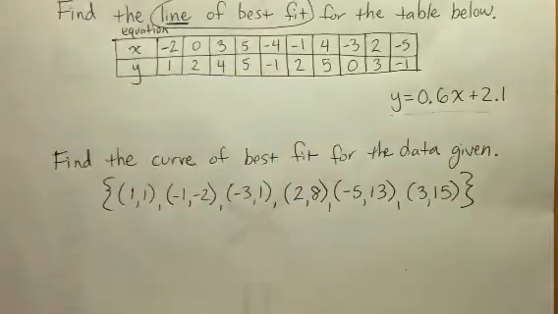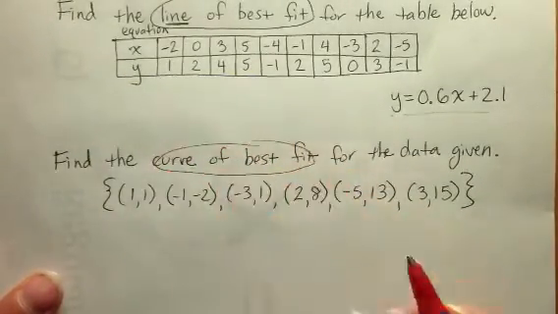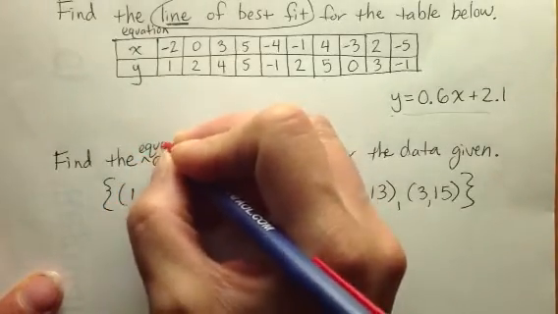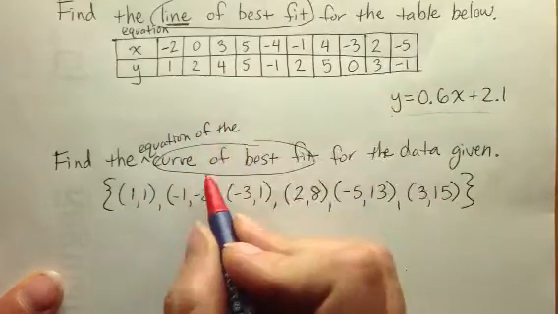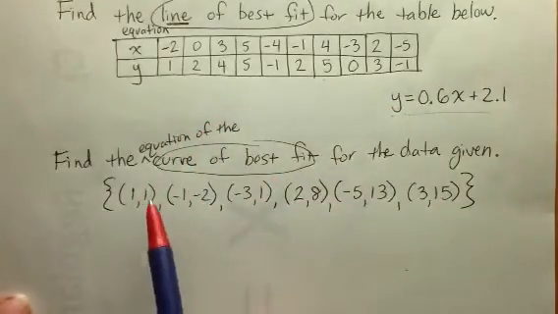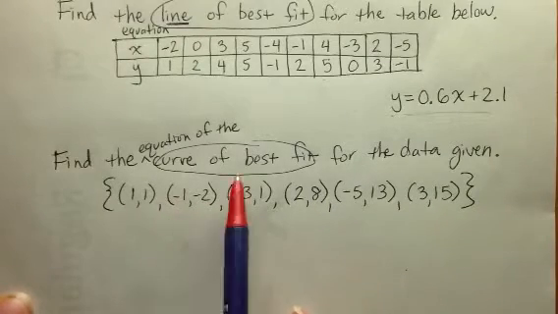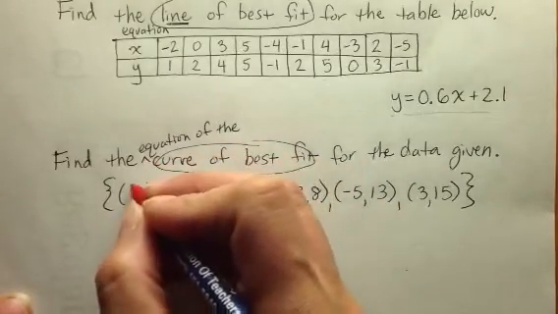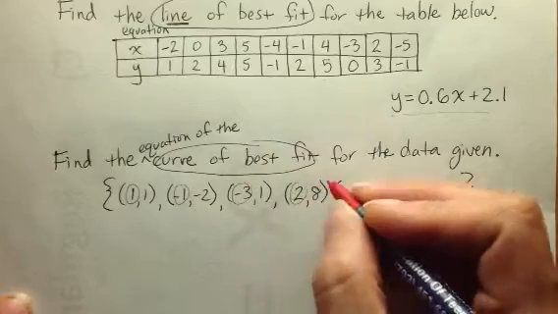Alright, so there's not much different here for a curve of best fit. Again, I should say find the equation of the curve of best fit. This time they give it to me as a data set. If you're having a little trouble seeing this, you can put it in a table. What I do sometimes is, I know I'm starting with list 1 with my x's, so I'm going to circle all my x's.